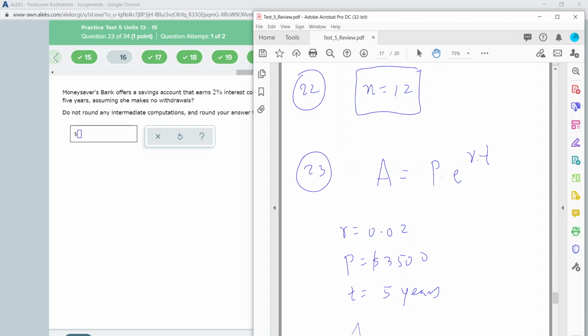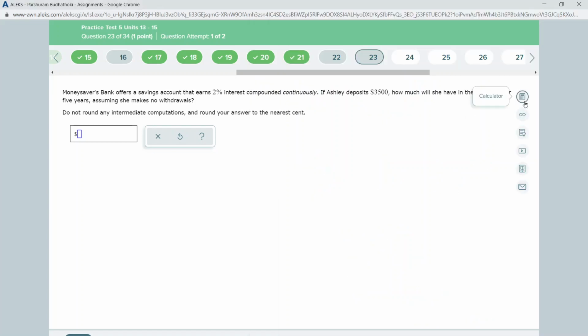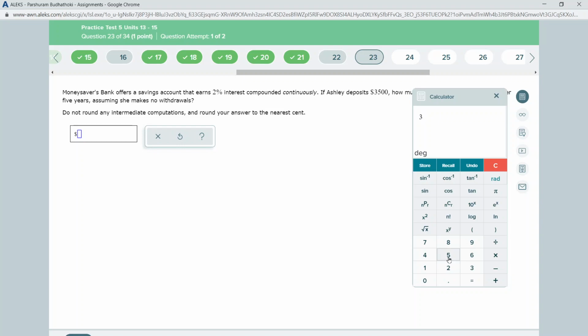So the amount, using this formula, is 3,500 times e to the power 0.02 times 5. Just use the calculator you have been given here. It's 3,500 times e to the power 0.02 times 5, and if you use that, that will give you this number. Read the instruction: do not round any intermediate computation, and round your answer to the nearest cent. So after the decimal there should be only two digits.